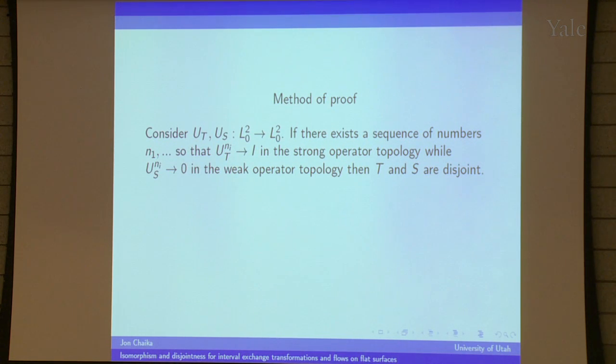So I'm going to now tell you a little bit about the method of proof of the fact that two typical interval exchange transformations are disjoint from each other. The method of this proof is also spectral. It relies on a criterion for disjointness due to Frank Hahn and Bill Parry. And Frank Hahn used to be at Yale. He unfortunately died very young.